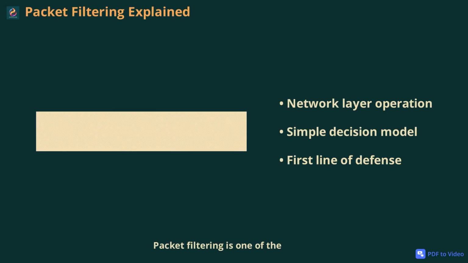Packet filtering is one of the earliest and simplest forms of firewall technology. It operates at the network layer, examining packets based on source and destination IP addresses, ports, and protocols. Packet filters make simple accept or reject decisions without awareness of higher protocol layers. While they are effective as a first line of defense and are commonly deployed on routers, their simplicity means they may not detect more complex threats. Understanding packet filtering is essential for grasping the basics of network security.